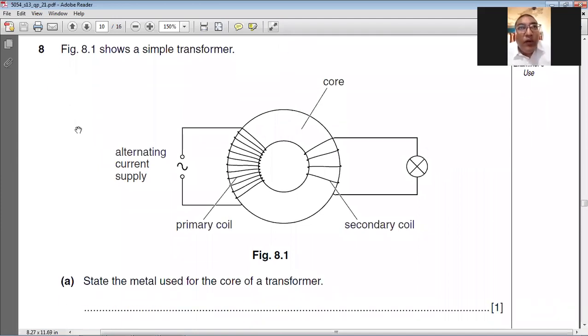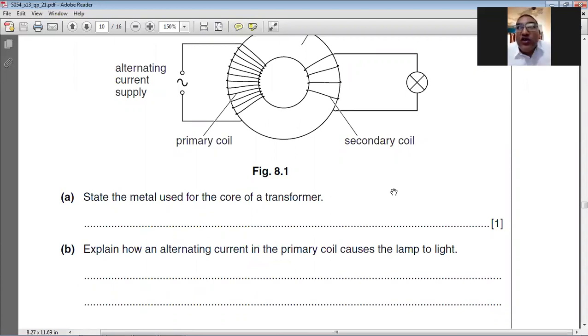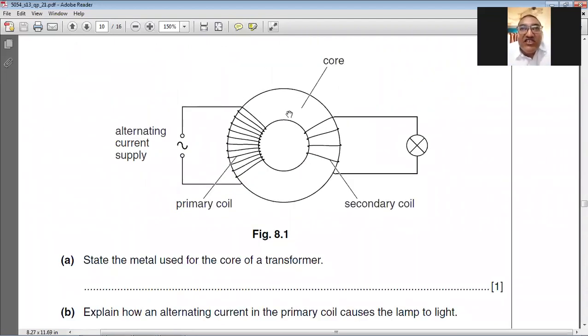Figure 8.1 shows a simple transformer. So here we have a core which is normally made of soft iron, and here we have a primary coil which is connected to the alternating current supply. Here we have the secondary coil, and EMF is induced in it, and it is connected with a lamp. State the metal used for the core of the transformer. This is the core of the transformer. This is made of iron, soft iron.